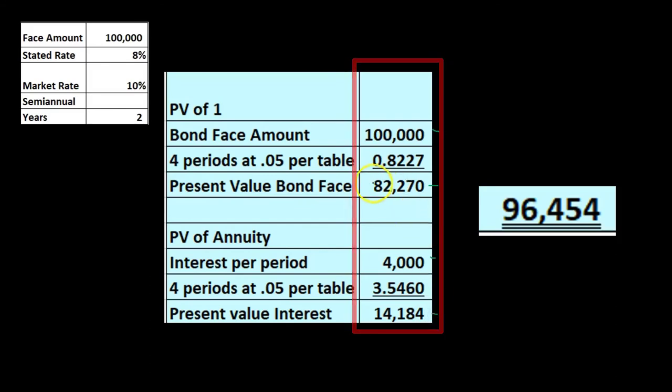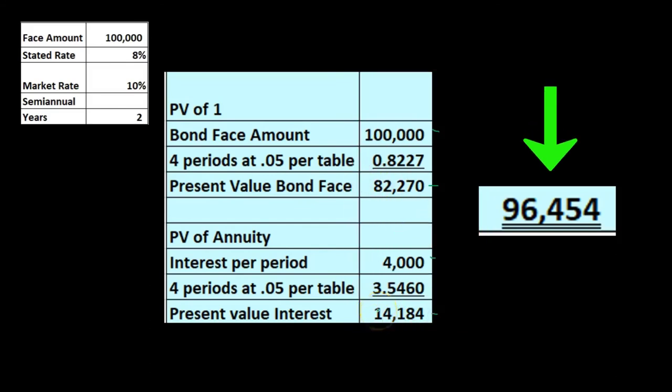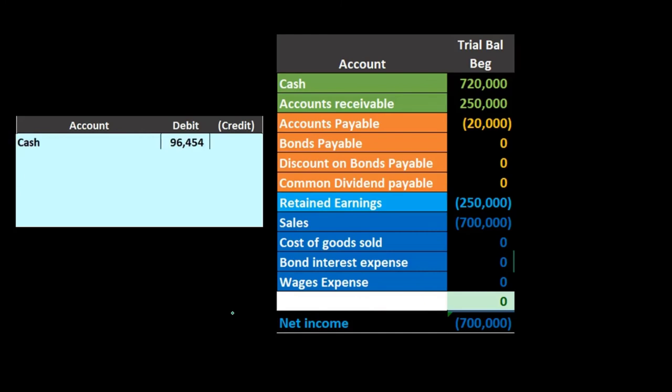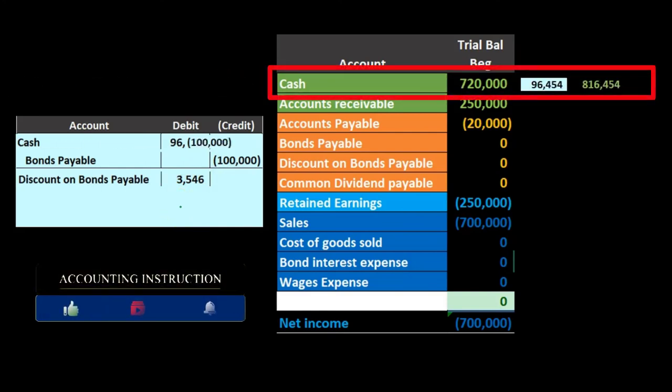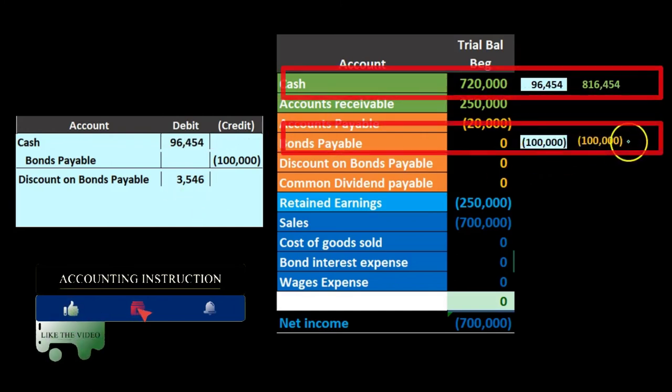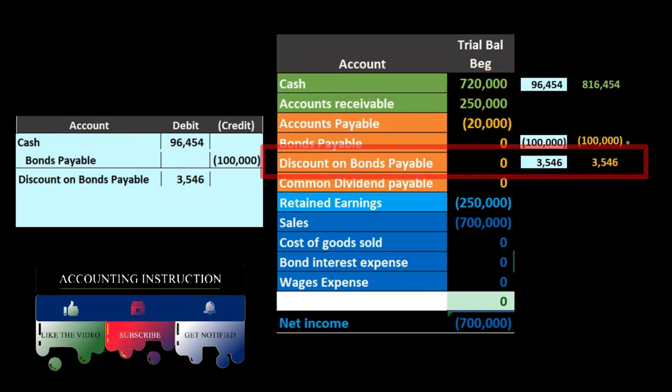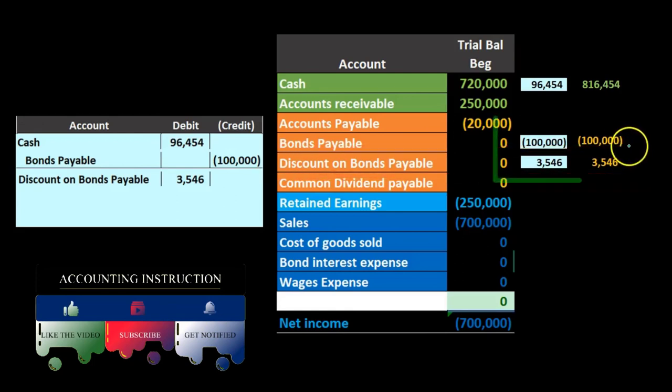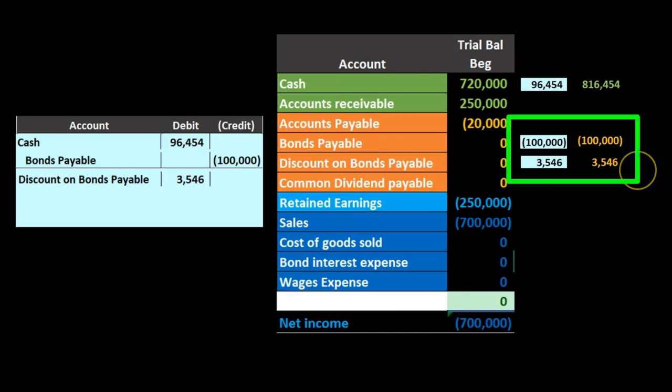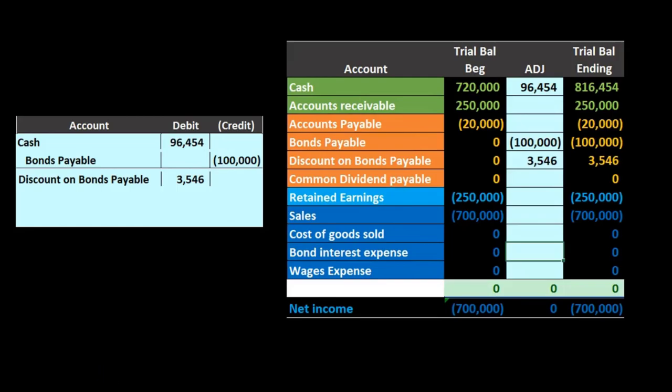Of course, if we add those two up, the 82,270 and the 14,184, we get 96,454. So then the journal entry would be, if we issued this bond, we're going to get 96,454 for it, and we're going to put the bond on the books at 100,000, that's what we owe at the end of 2 years. The difference then is that discount, 3,546. So of course the cash is going up. The bond goes on the books for the 100,000, and then we discounted it by that 3,546. So the actual value of the bond, the carrying value, the book value, is 100,000 minus the 3,546.